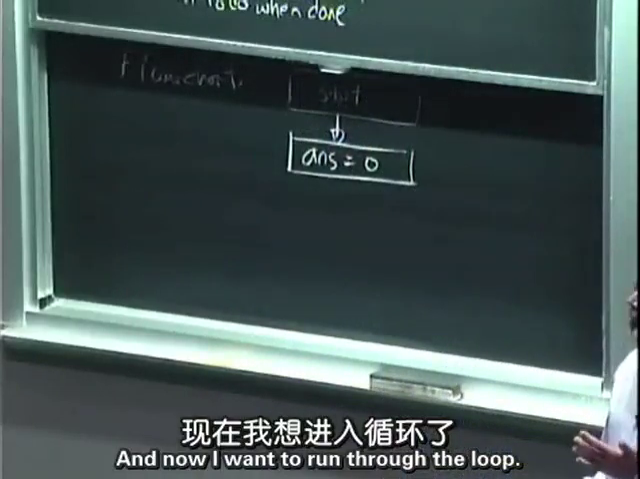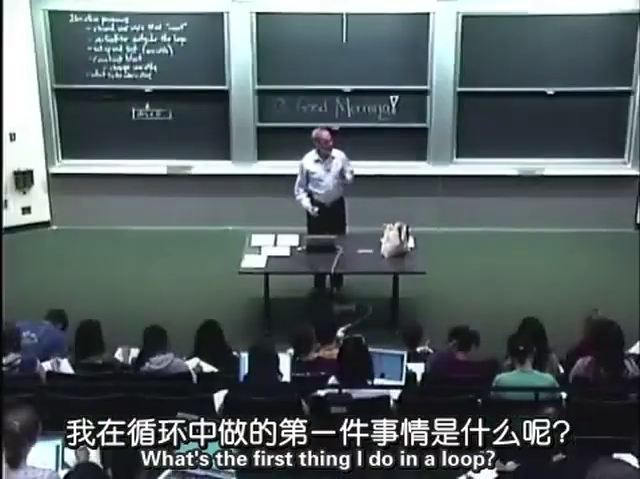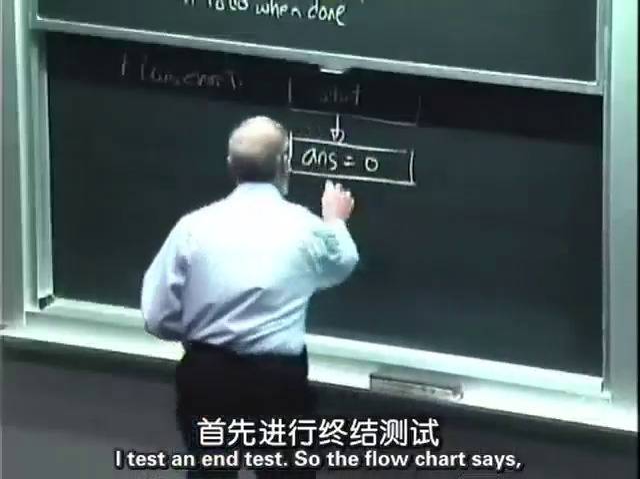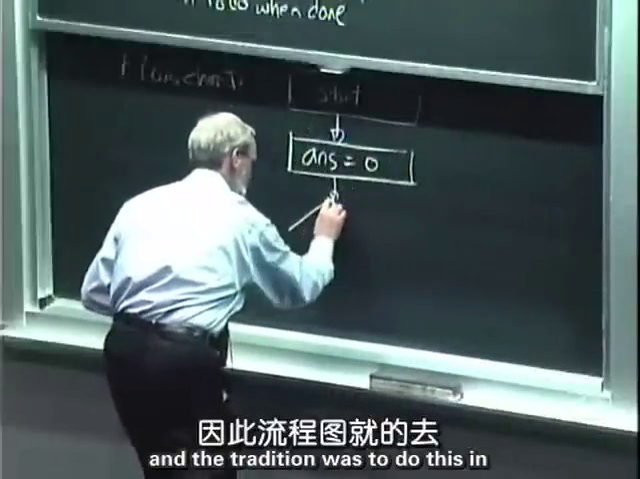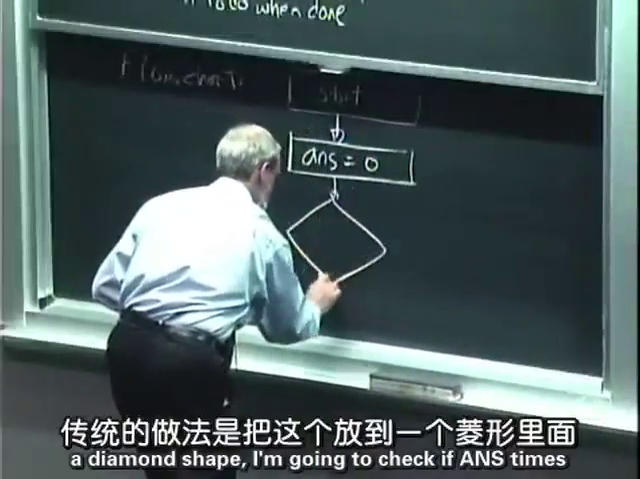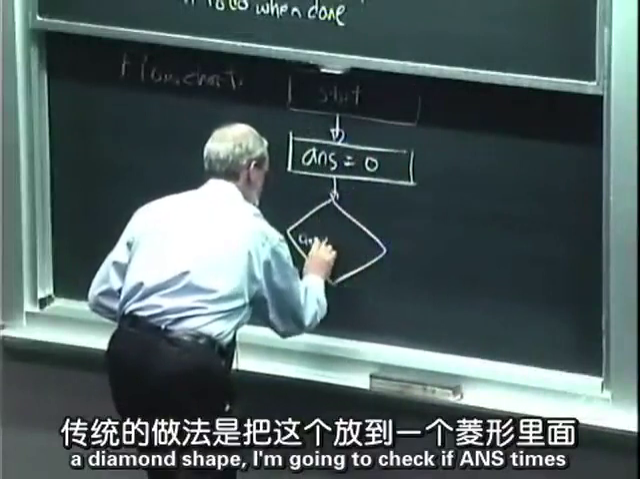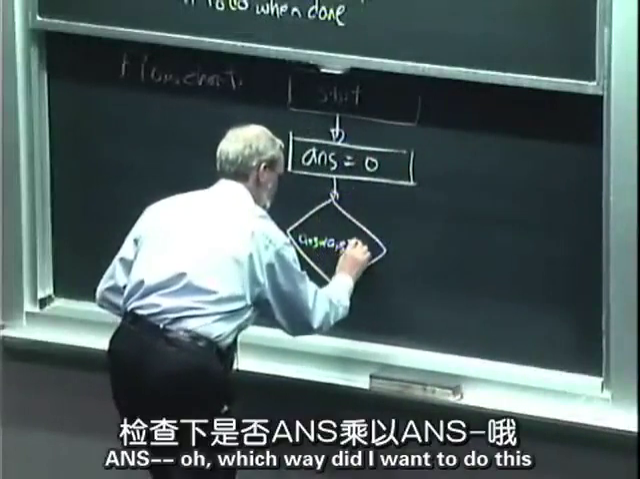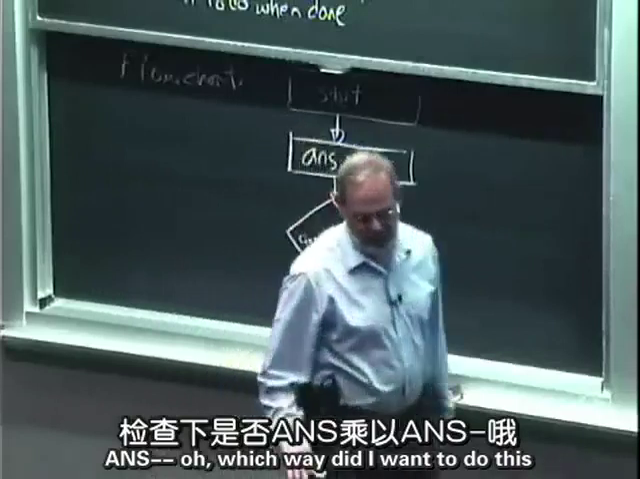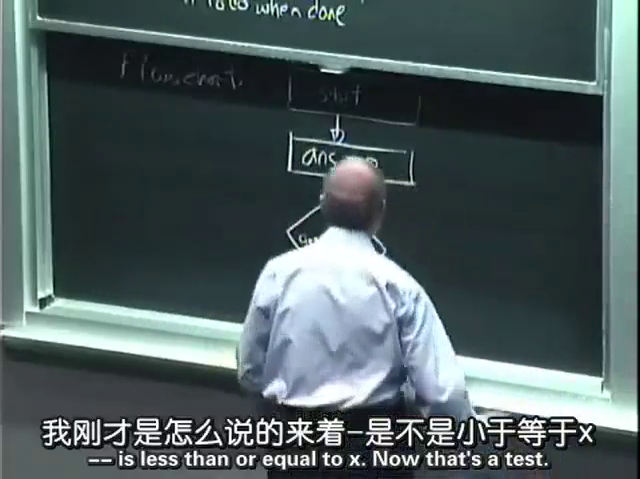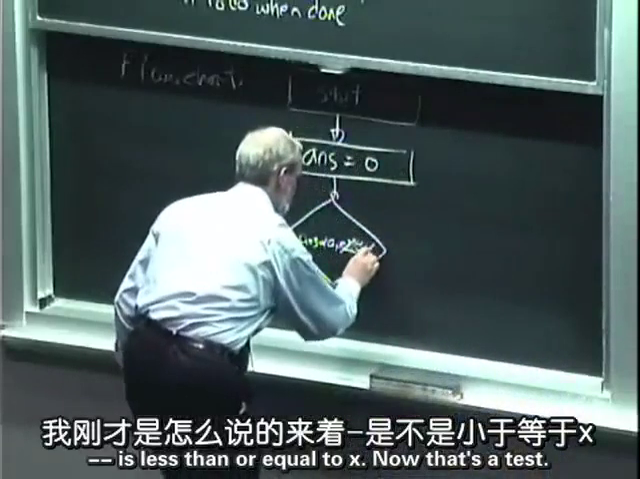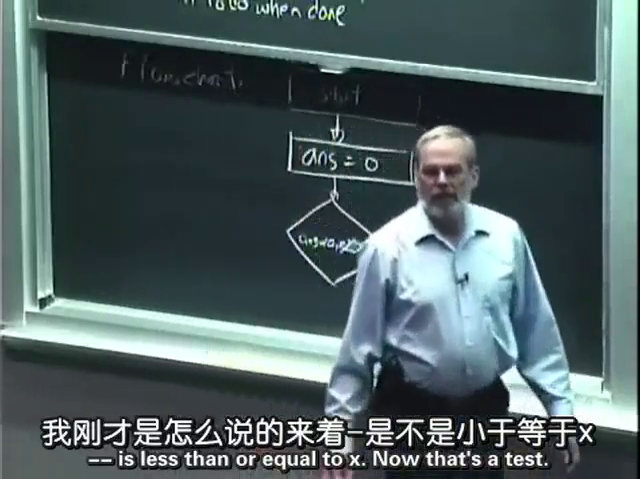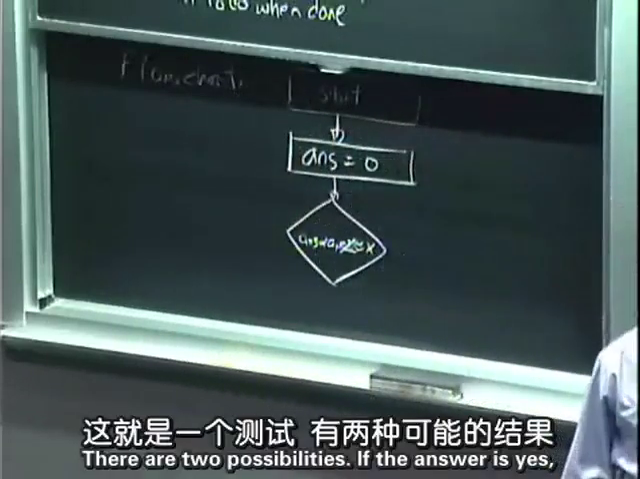I now want to run through the loop. What's the first thing I do in a loop? I test an end test. So the flow chart says, and the tradition was to do this in a diamond shape, I'm going to check if answer times answer, which way did I want to do this, is less than or equal to x. Now that's a test. There are two possibilities.